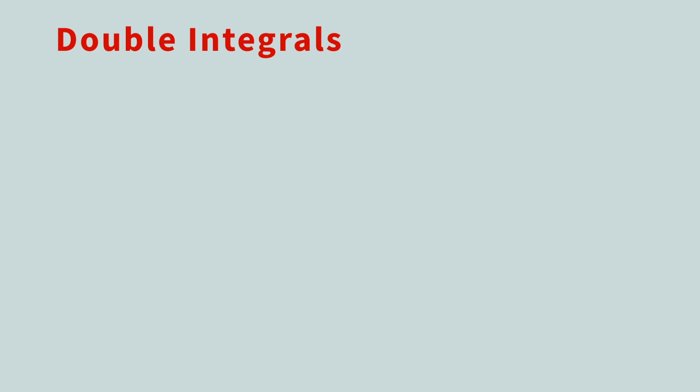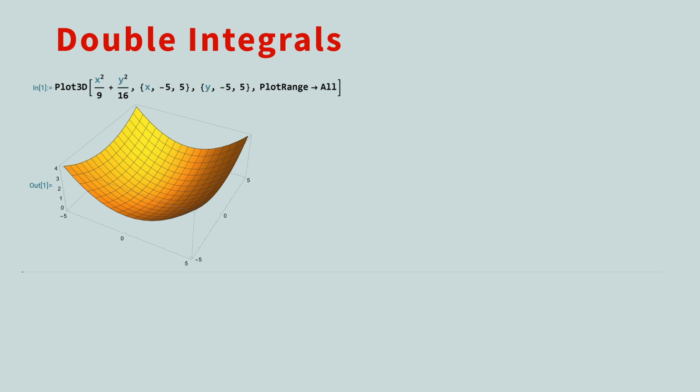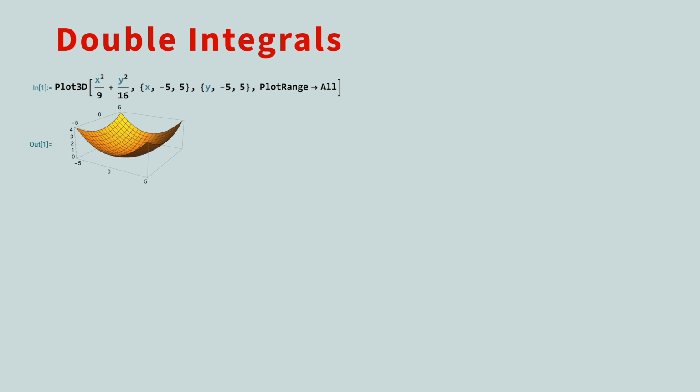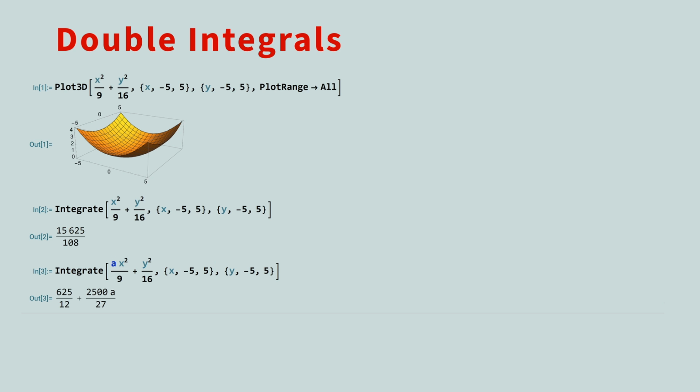The Wolfram Language supports integration in any dimension. To demonstrate this, let's look at some double integrals. First, let's find the volume underneath this surface over a 10 by 10 square. There isn't a different function for multiple integrals. You just use Integrate with the function as your first argument and a list for each variable and the bounds of integration for that variable. Like before, you can perform integrals with parameters. You can also compute double integrals over the entire xy plane.